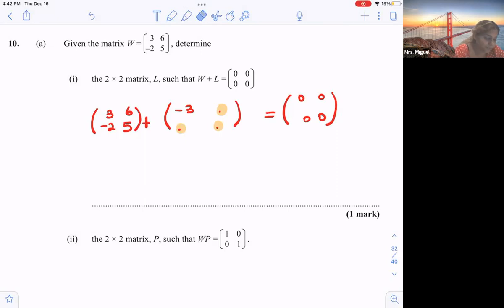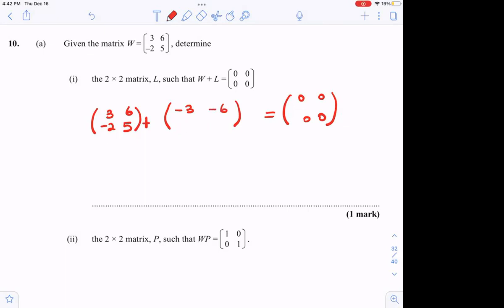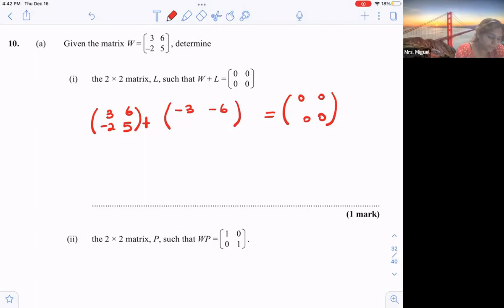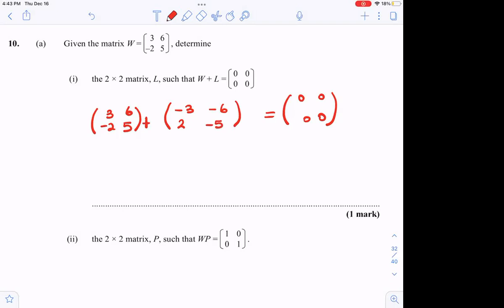So what value would the second value be? 6 take away how much will give us 0? This will be minus 6. You have that? This would be positive 2 because 2 minus 2 will give me 0. And this would be negative 5. You all get that?